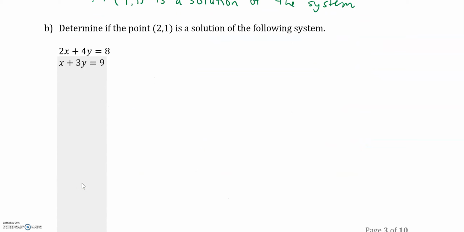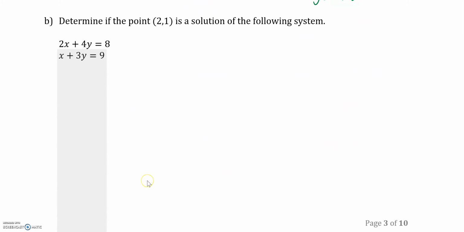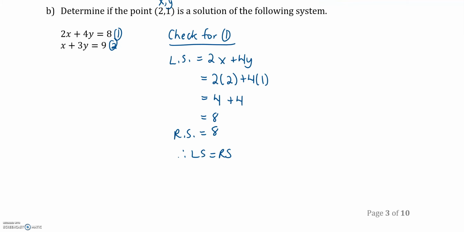In the next example, we want to check if the point 2, 1 is a solution of the following system. So again, examining each of the equations separately, we have equation 1 and equation 2. We can perform a check where we plug in 2 for x and 1 for y. So pause the video now and try the check for each of these equations. After performing the check for the first equation, we see the left side equals the right side. That means the point 2, 1 actually does lie on the first line.